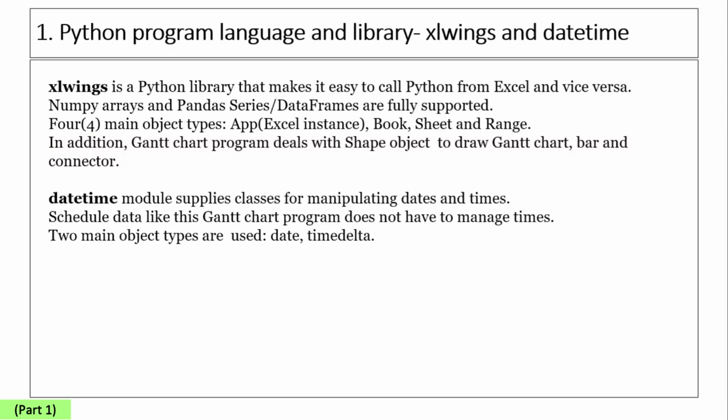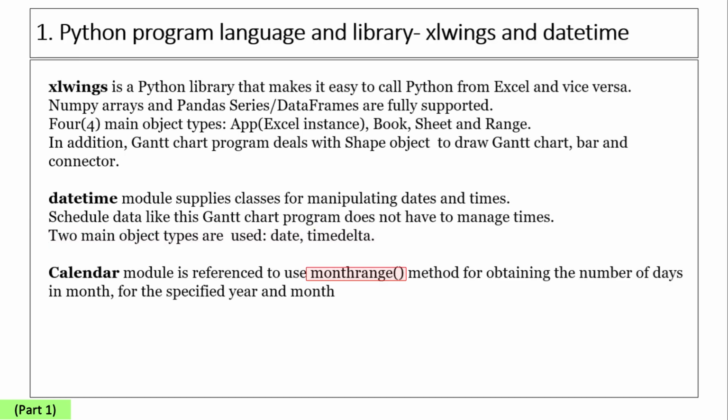The datetime module supplies classes for manipulating dates and times. 2 main object types are used: date and timedelta. The calendar module is referenced to use the monthrange method for obtaining the number of days in a month, for the specified year and month.